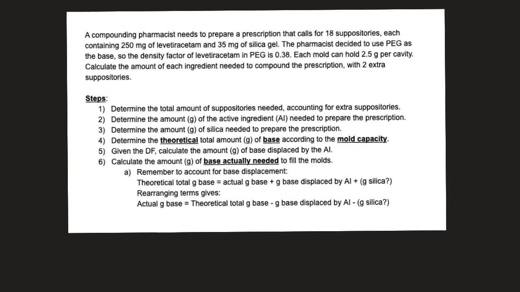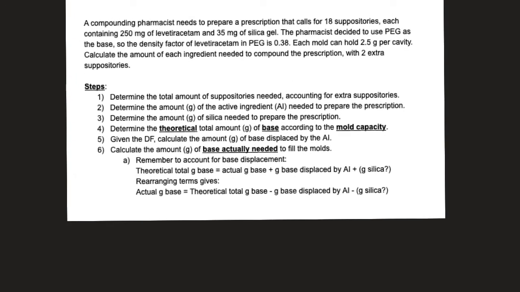Another example is here. A compounding pharmacist needs to prepare a prescription for 18 suppositories, each containing 250 milligrams of levetiracetam, Keppra, an anticonvulsant or anti-seizure med, and 35 milligrams of silica gel. The pharmacist decided to use PEG as the base, so the density factor of Keppra in PEG is 0.38. Each mold can hold 2.5 grams per cavity. We're going to calculate the amount of each ingredient needed to compound the prescription with 2 extra suppositories. So step 1, we figure out how many total suppositories we need. The prescription calls for 18 suppositories, we're making 2 extra, so we're going to need a total of 20 suppositories.